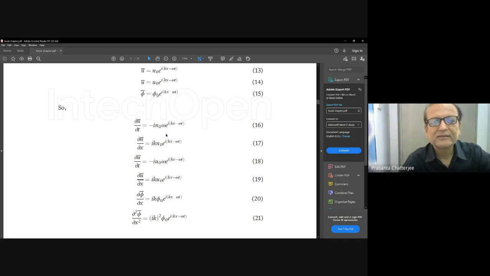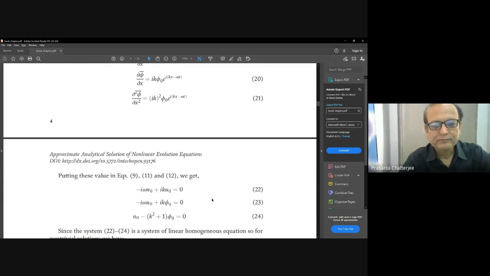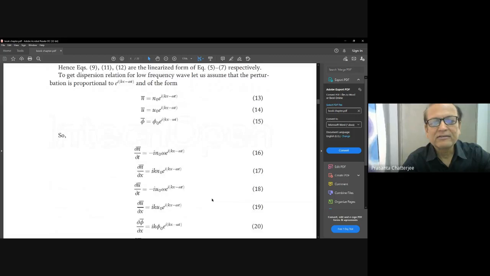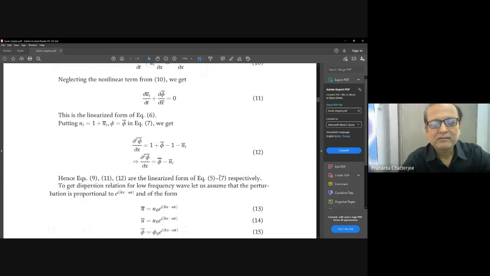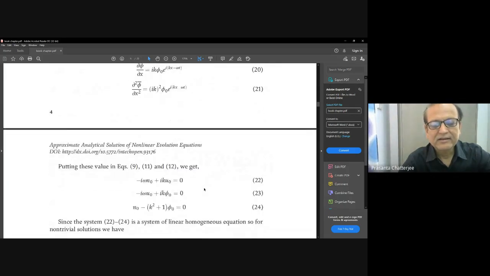You can see that del n bar by del t becomes minus i omega into the original n bar. Del phi bar by del x equals ik into the original phi bar. So del by del t may be replaced by minus i omega, del by del x may be replaced by ik, and del 2 by del x2 may be replaced by ik whole square, that is minus k square. So putting all these values in equations 9, 11, and 12, we get three algebraic equations, 22, 23, and 24.